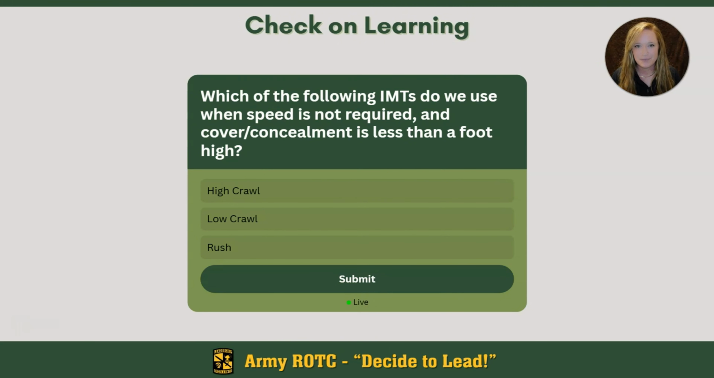Let's talk our individual movement techniques. Which one do we use when speed's not required and our cover or concealment is less than a foot high? Is that going to be your high crawl, your low crawl, or your rush? Low crawl. It's going to be your low crawl. That's one where we're getting as flat as possible, and it's not a quick movement at all.